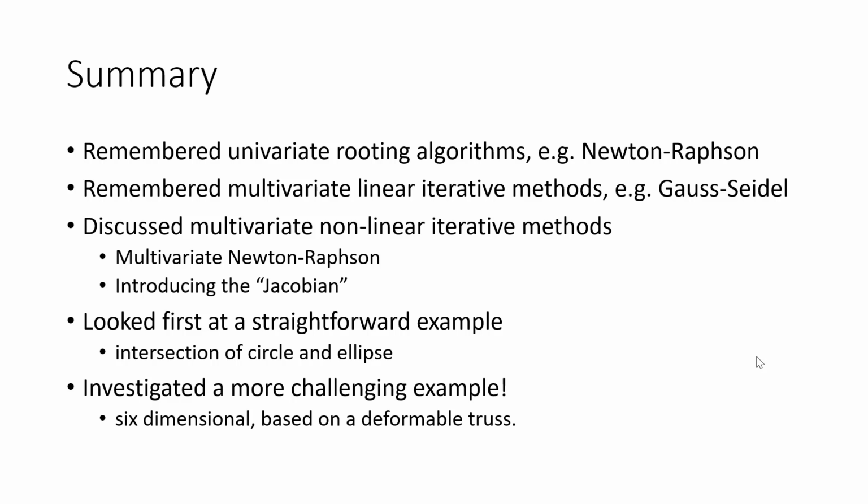Okay, wow, that was a lot, and hopefully you enjoyed some of it. We reviewed some univariate stuff from Newton-Raphson, relatively easy compared to what we looked at a moment ago. We looked at some multivariate linear iterative methods, and then we jumped into the multivariate nonlinear iterative, where we looked at a Jacobian and we looked at Newton-Raphson, what that looks like. We did a circle and ellipse problem that was pretty nice and straightforward. It gave us a launch into the very sophisticated deformable truss problem, where it was 6 dimensions, highly nonlinear in 3 of the variables. So anyway, hopefully you enjoyed it. Looking forward to some discussion.